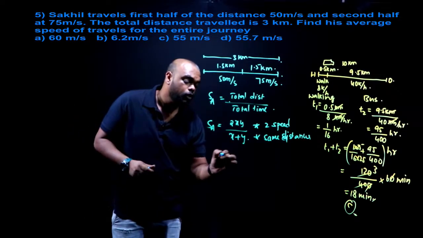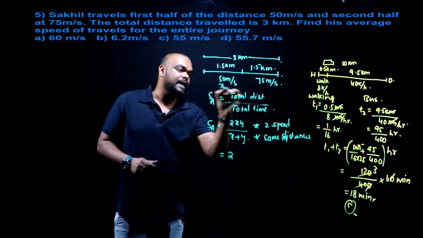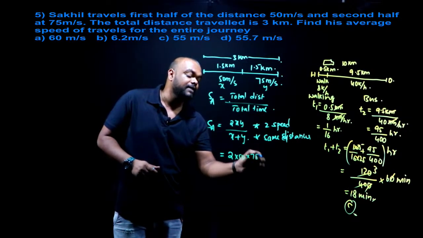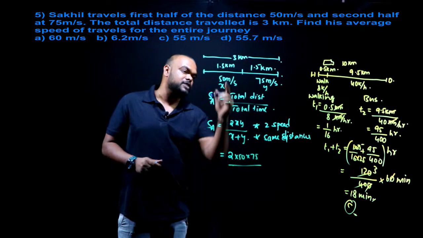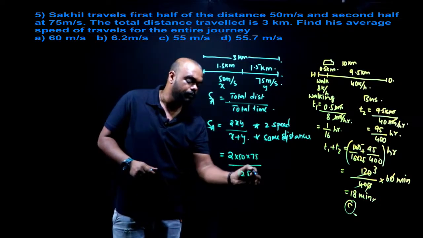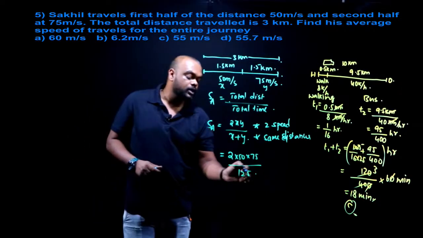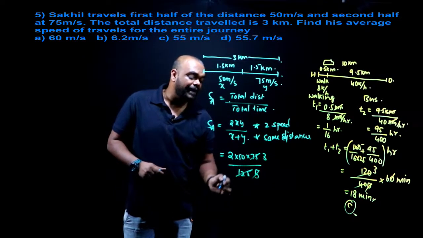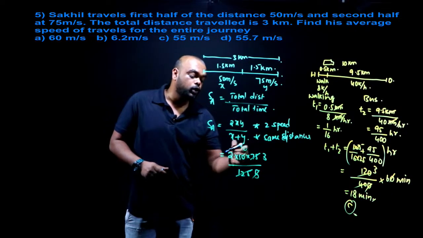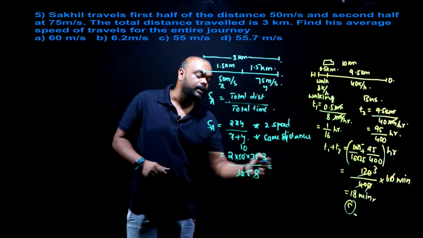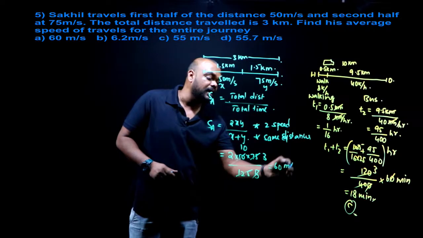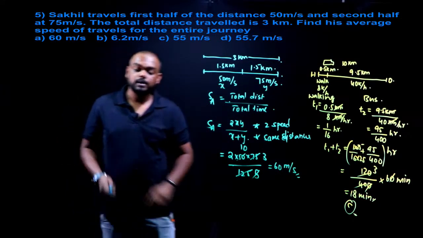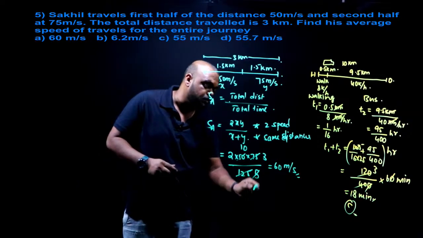Check this out. 2 into xy, where x and y are the speeds, that is 50 into 75, divided by x plus y. 50 plus 75 is 125. So 25 into 5, 25 into 3. 5 into 1, 5 into 10. 2 into 10, 20. 20 into 3, 60. 60 meters per second, because these 2 are in meters per second. Do we have the option? Yes, option A. That must be my answer.